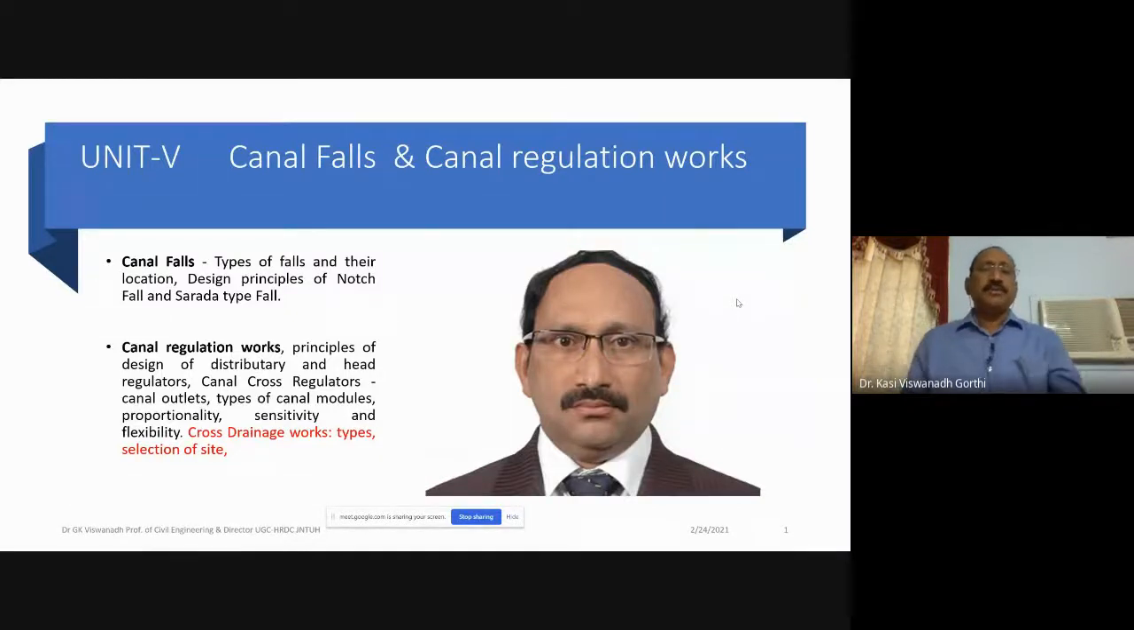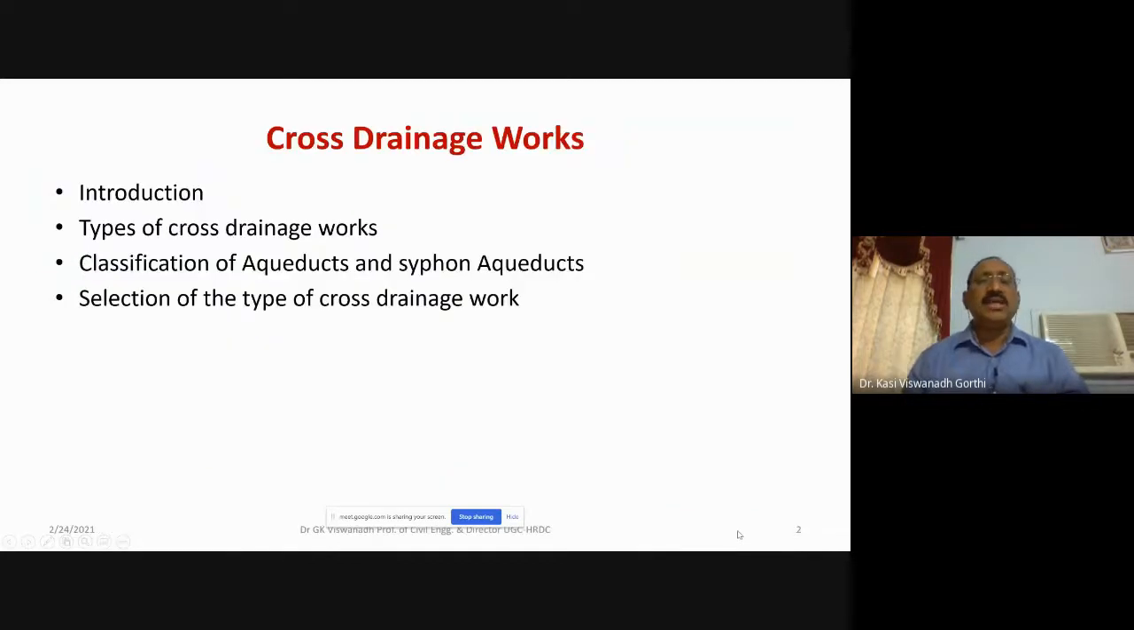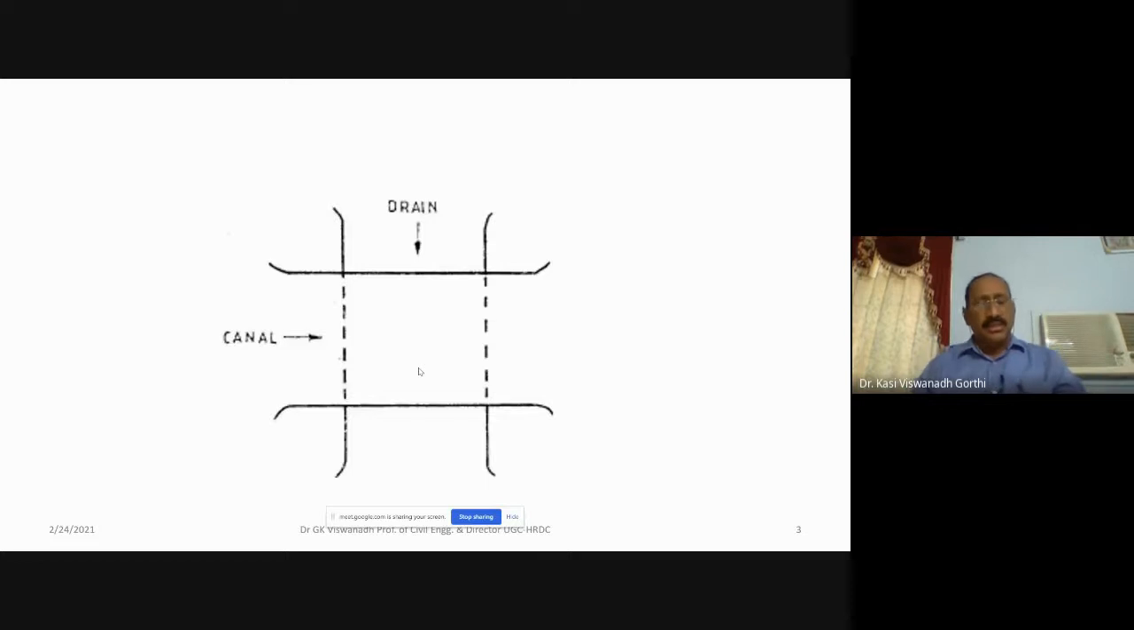from Unit 5. So welcome to the Water Resources Engineering 2 and the last unit, Canal Falls and Canal Regulation Works. The topic that today we are taking up is cross drainage works, their types and selection. So what is this cross drainage work? A brief introduction of it. What are the various types of the cross drainage works? And how do we classify the aqueducts and siphon aqueducts? And what are the processes through which a particular type of a cross drainage work can be selected? So these are the topics related to the cross drainage works.